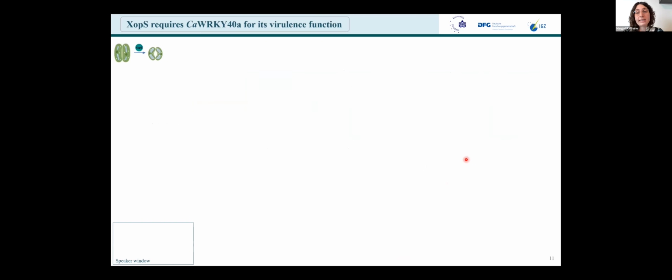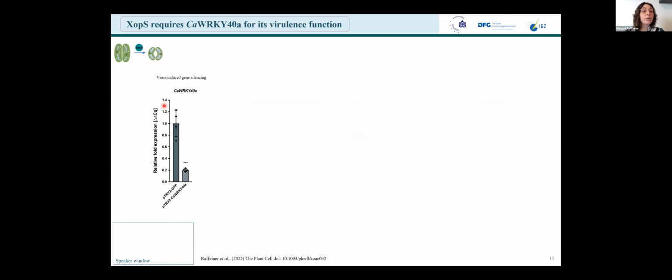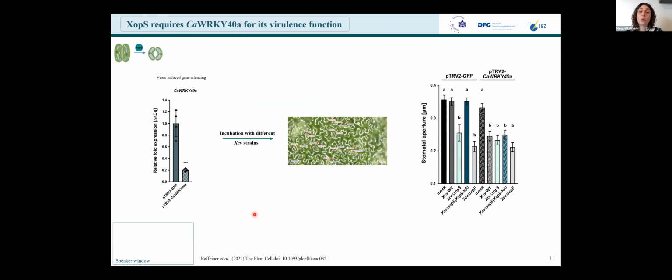And once we had established the interaction between XOP-S and WRKY40, we sought also to connect this interaction with the XOP-S virulence function in repressing pathogen-induced stomatal closure. So again, by silencing WRKY40A in pepper via virus-induced gene silencing and incubating leaf discs from silenced and control plants on different bacterial suspensions, we could demonstrate that XOP-S indeed does need WRKY40A to prevent stomatal closure.